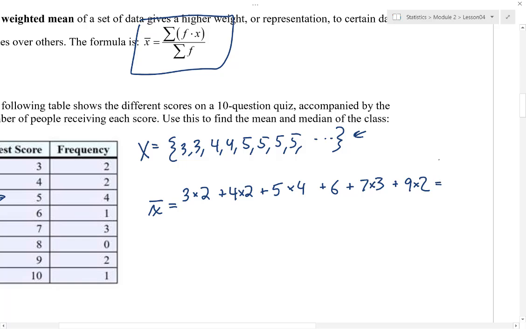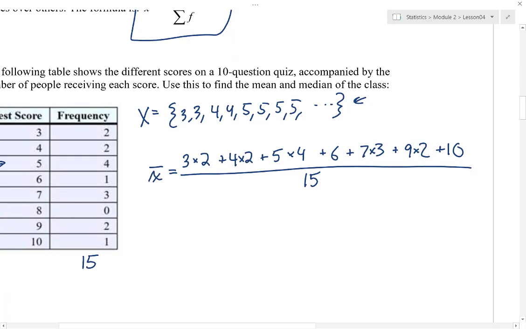Whoops, forgot the 10. And how many numbers are we going to have here? Well, if we add the frequencies up, 2, 4, 8, 9, 12, 14, 15. So there are 15 data points. So it's just like we wrote out all 15 of these numbers and then divided by 15. So it's really the exact same process as the formula we saw before. But doing it this way means we don't have to write out all the numbers.